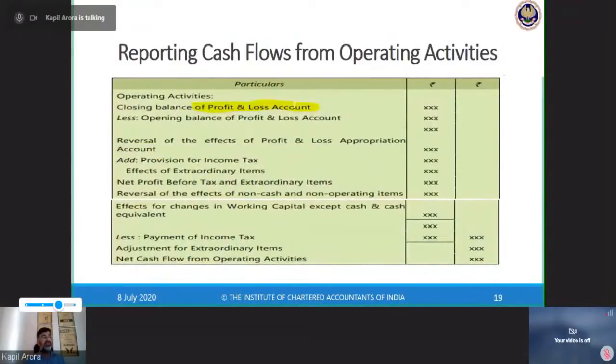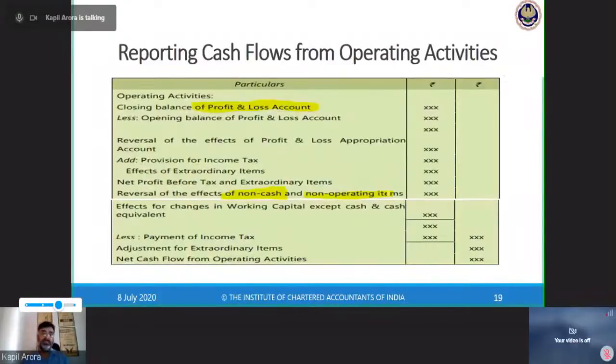When I have started from my profit, which is coming from the profit and loss account, I may have many items which are non-cash in nature or which may be non-operating in nature. For example, let's say interest paid. Interest paid could be non-operating but sitting in the profit and loss account. So I have to take care of that. If there is depreciation, profit on sale, or loss on sale of an asset, all those I need to adjust.